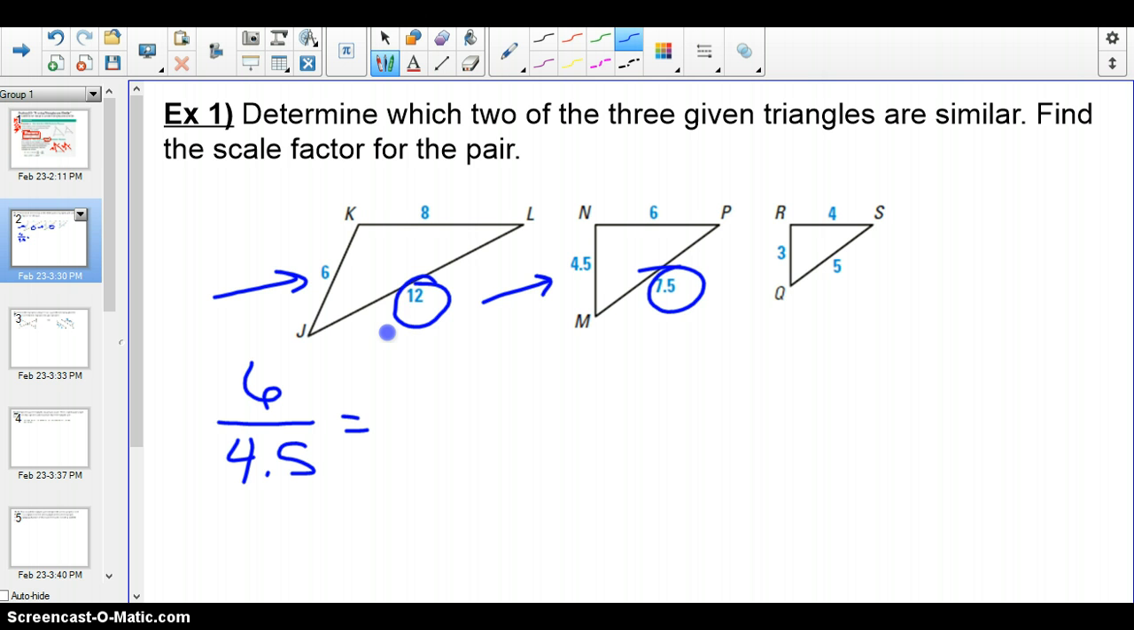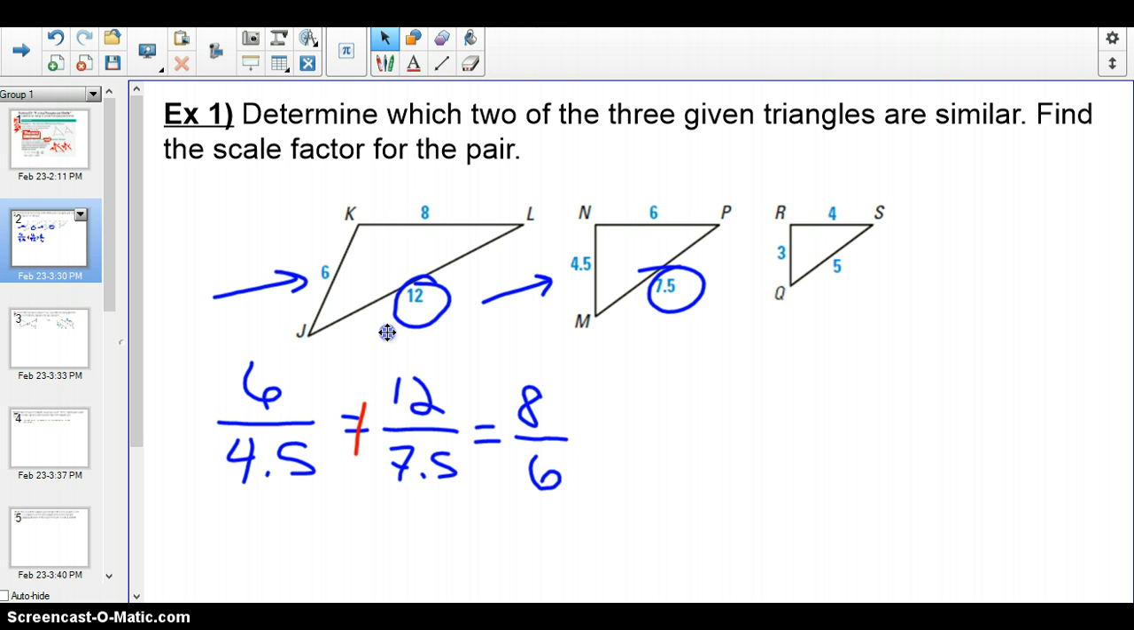So that 6 over 4.5 must equal 12 over 7.5. And this must equal, then, the middle length, 8 over 6. If you calculated that, these are not equal. Okay? So we know the first two are not the ones that are similar. I'm going to check the second two.